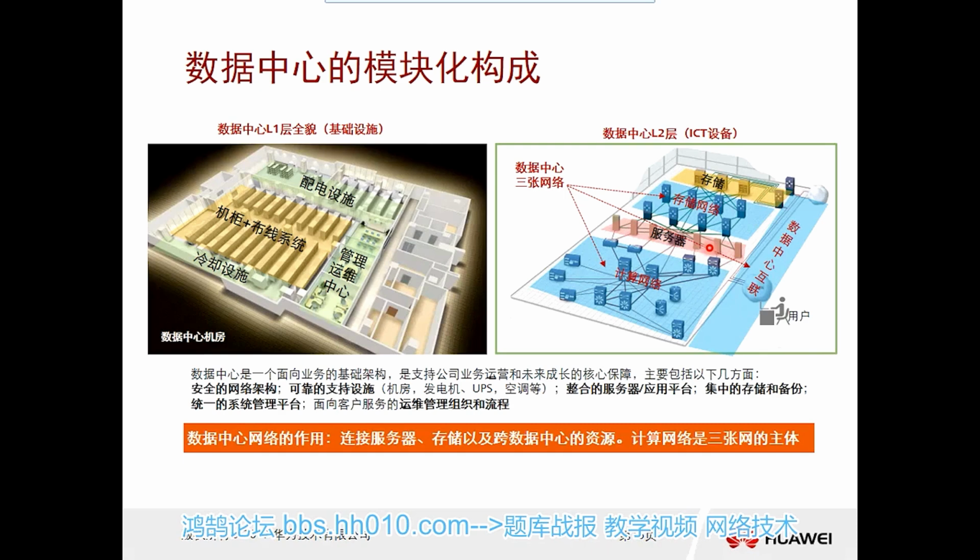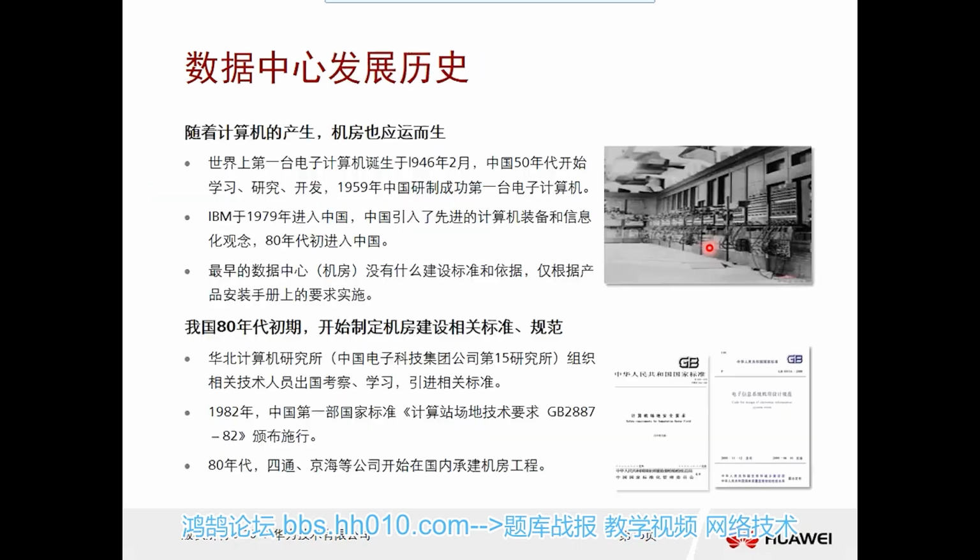The key is to understand L2 to L4. The key point is layer 2. So, the development history of this data center. Why did I put another page here? It's because what we are discussing here is the history of infrastructure development. What we just discussed is the overall development history of the data center.